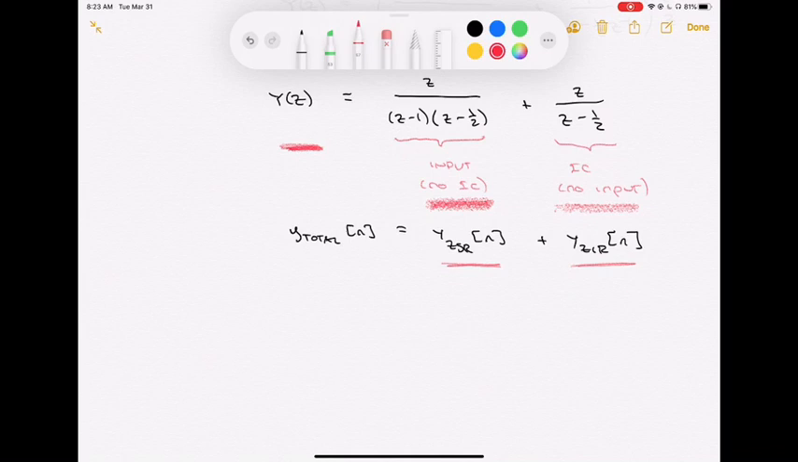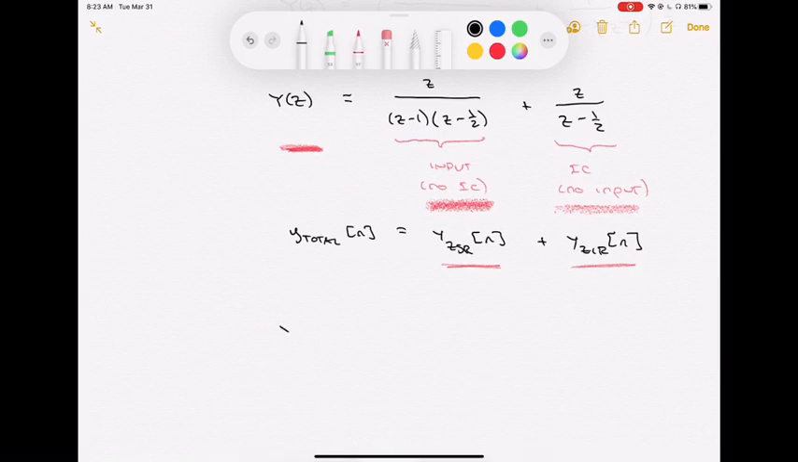So just by maintaining my terms, I'm keeping the pieces separate, those pieces that came from input parts and those parts that came from initial conditions parts. I'm able to find both the zero state and the zero input responses using the Z-transform method.